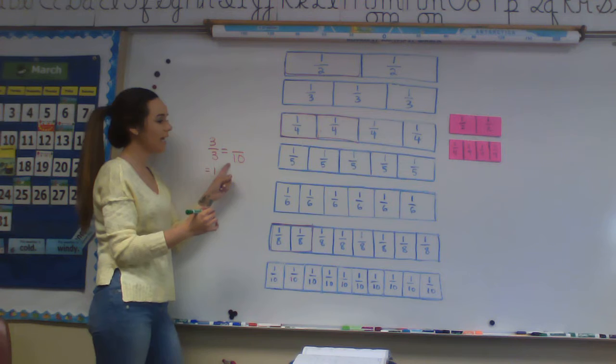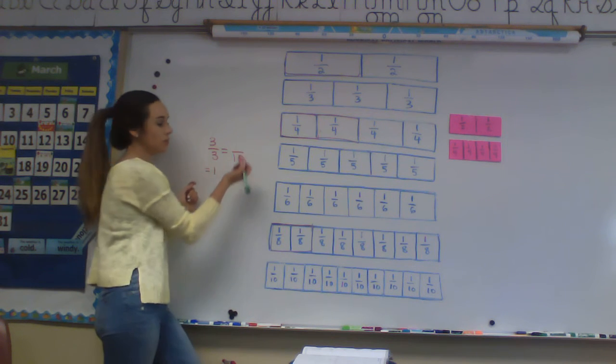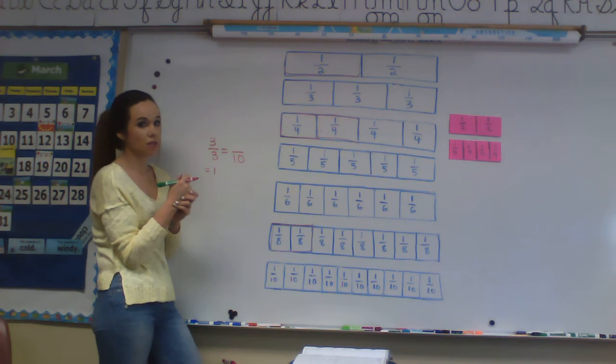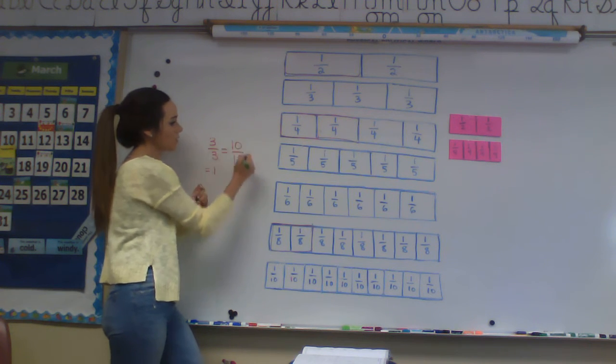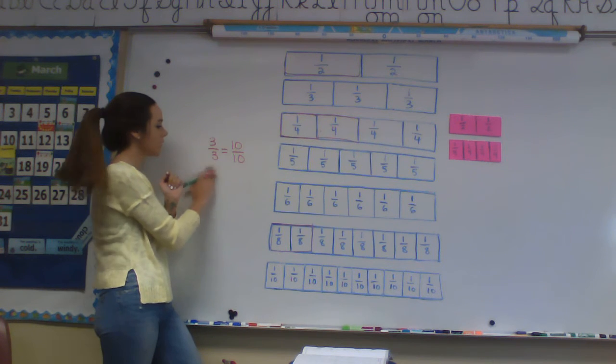Well, what over 10 would equal 1 as well? Because we still have to find our equivalent fraction. Well, the only number that we can make a whole fraction out of is the same number. So 10 over 10 equals our whole. So 3 over 3 equals 10 over 10.